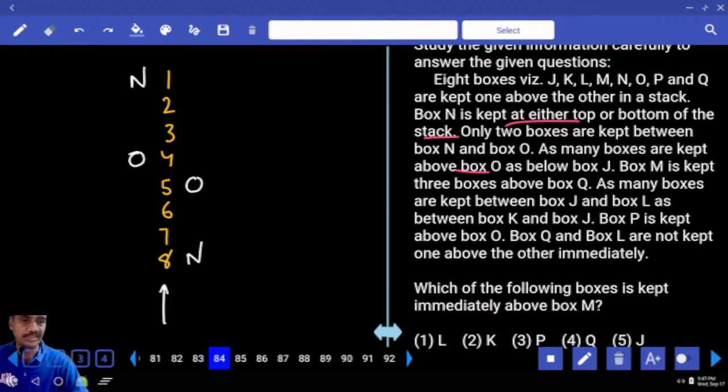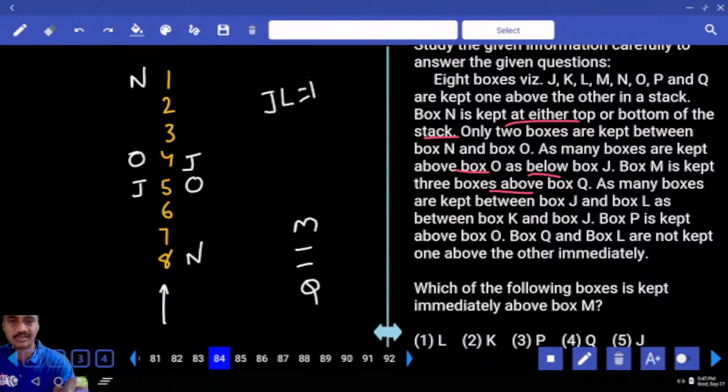As many boxes above O as below J. Above O there are 3, below J there are 3. And here above O there are 4, and below J there must be 4. And M is kept with 3 boxes above Q. M is 3 boxes above Q. Q and L. As many between J and L as between K and J. J is exactly between L and K.